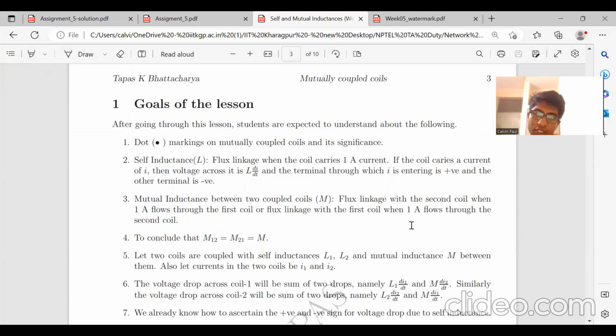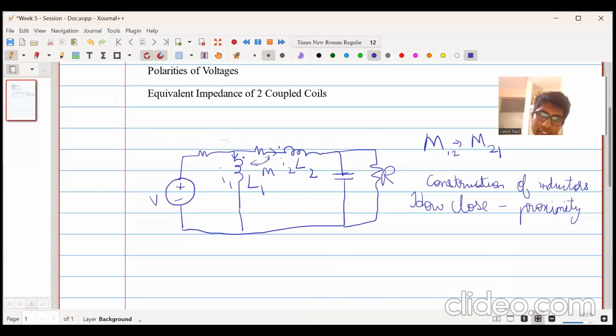So there is dot marking on mutually coupled coils, and its significance. Whenever there are coupled coils, we have a dot marking here as well as a dot marking here. The dot marking is placed on one of the terminals of each inductor, one terminal for inductor L2 and one terminal for inductor L1. This dot marking helps to know the polarity of the voltages induced on both coils. The polarity of the voltage induced at the dot marking of one coil, the same polarity of voltage should be induced at the dot marking of the other coil. And to determine the dot marking, there are various tests available which are used to identify the dot polarity as well.